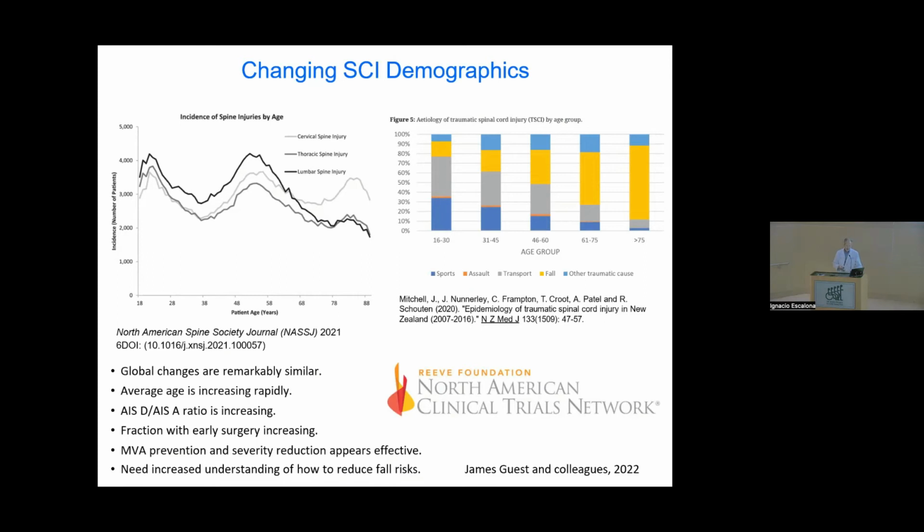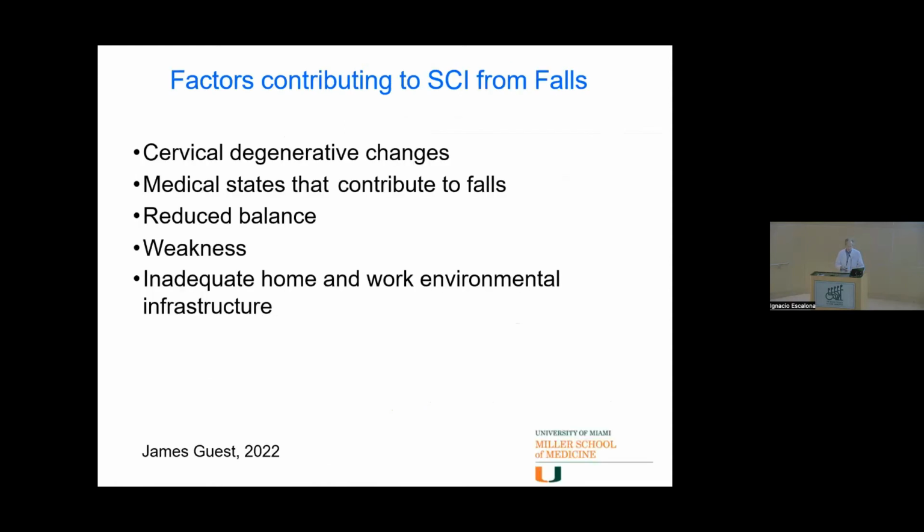And all this data is coming out from the North American Clinical Trials Network, a huge network that's collecting all this data. So what are some of the factors contributing to spinal cord injury from falls? Well, cervical degenerative changes that you guys see all the time, medical states that contribute to falls, reduced balance, weakness, and inadequate home and work environment infrastructure.